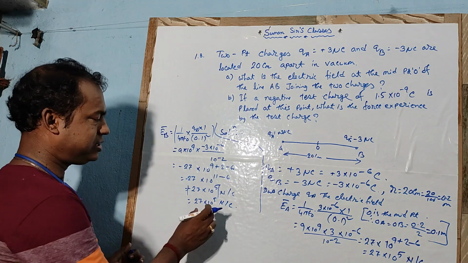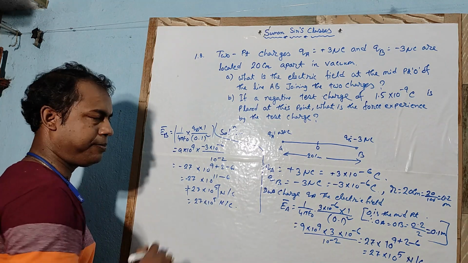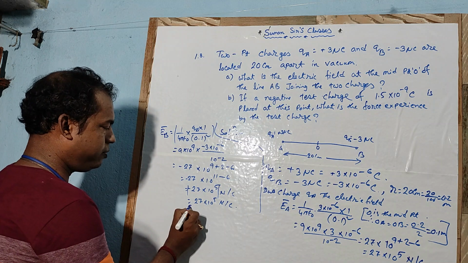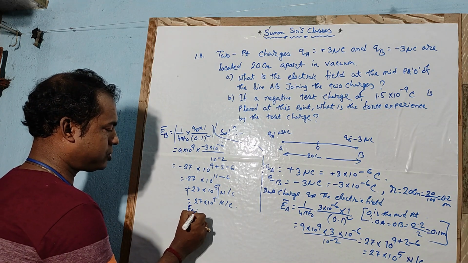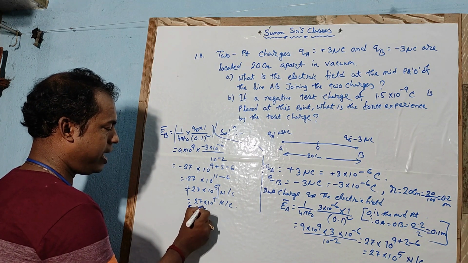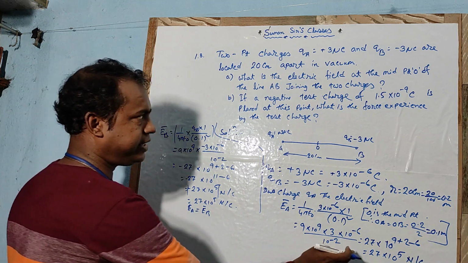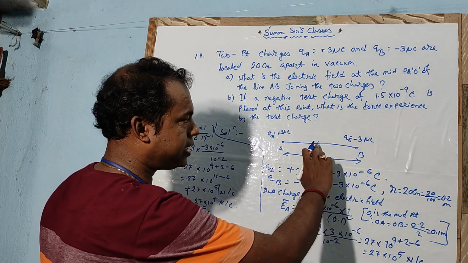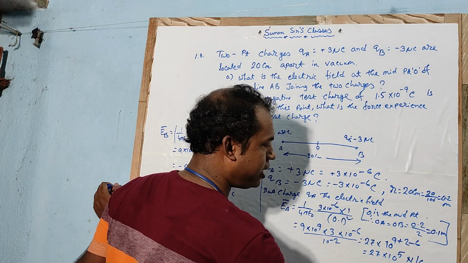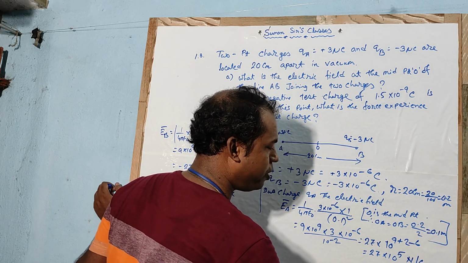Now check it out. EA and EB both are the same, so EA equals EB. And one more thing, EA is acting along the direction of OB.